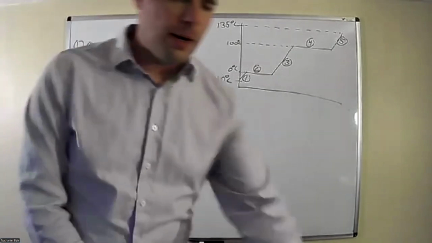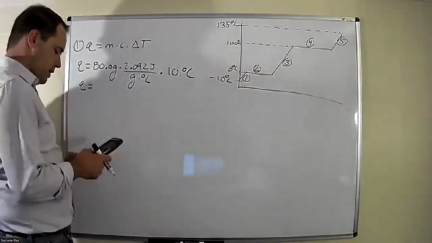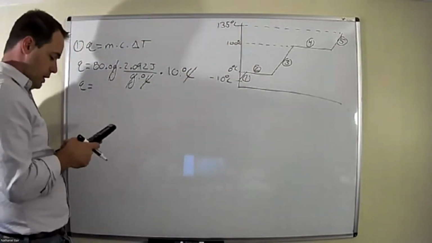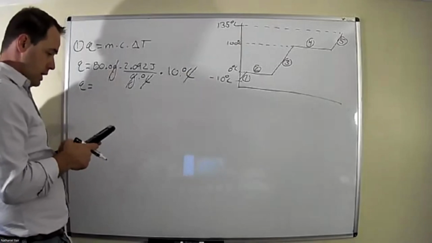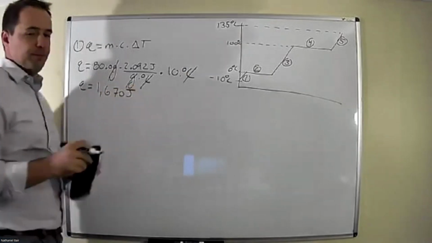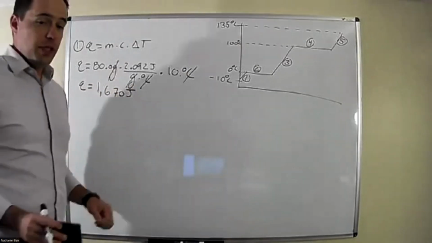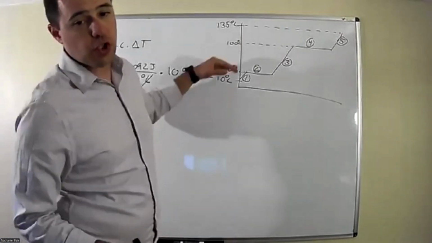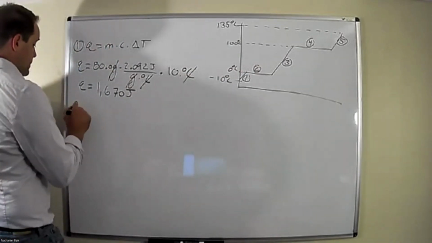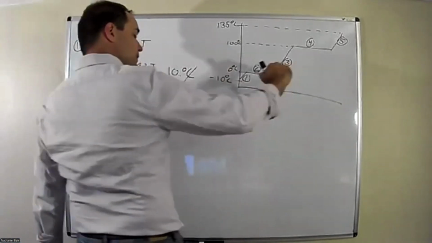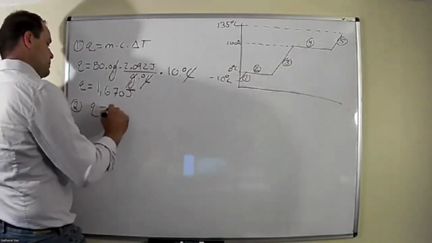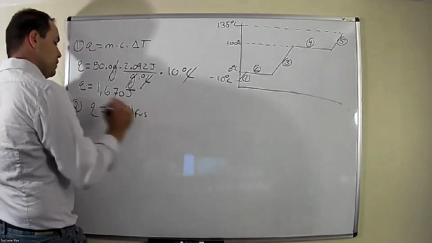So if you pop this in there, for step 1, grams cancel out, degrees Celsius cancel out. We're left with joules. So 80 times 2.092 times 10, that's 1,670 joules. That would be the amount of energy needed just to warm that ice up to start to melt. And now step 2. Step 2 is our melting portion. When we're on a plateau, we're going to use Q equals n times ΔH fusion.